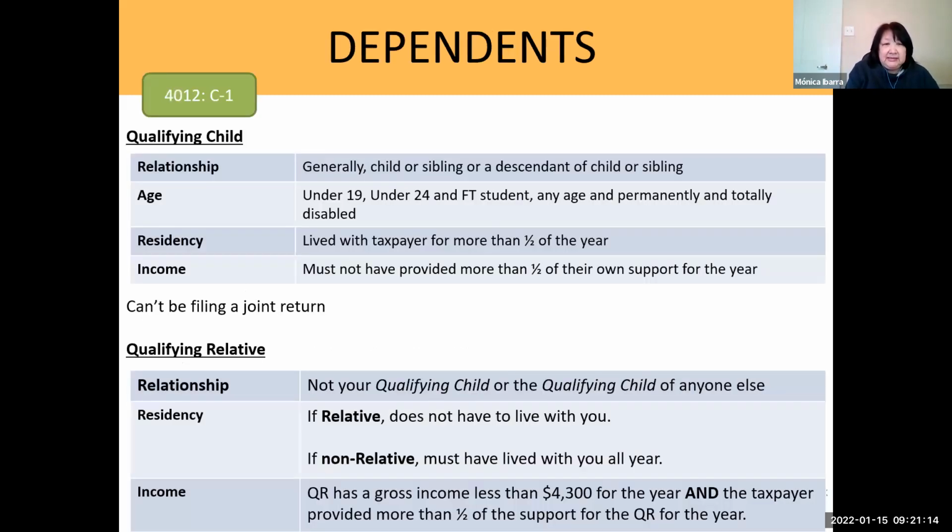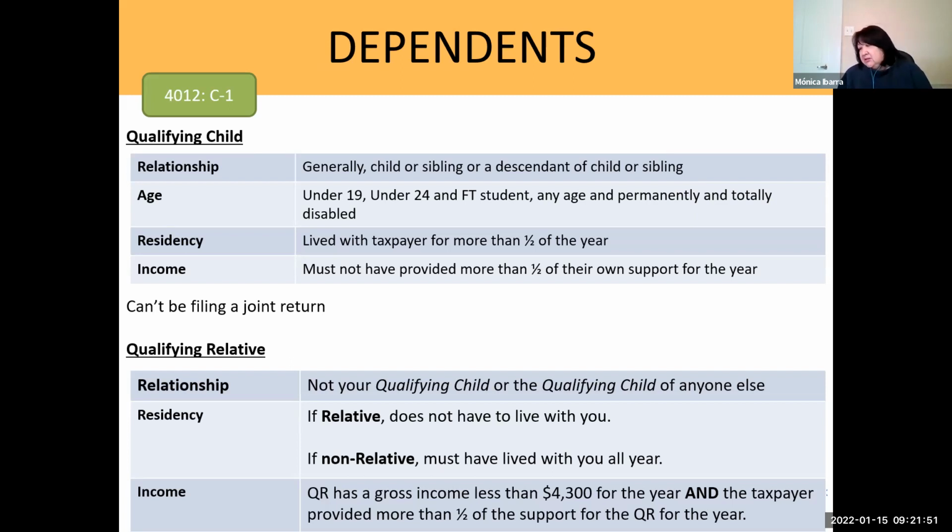All right, dependents. So we've talked about filing status a little bit. Dependents also goes into filing and into what your filing status could be. And a lot of times what your filing status is going to be dependent on are your dependents. Do you have somebody who is a qualifying child or a qualifying relative? You can have a dependent that is not related to you at all. But that doesn't qualify you for head of household, which is very important to know.